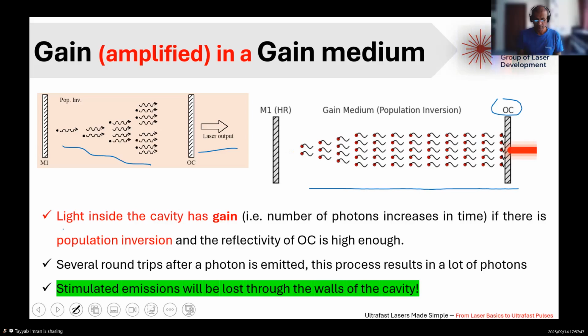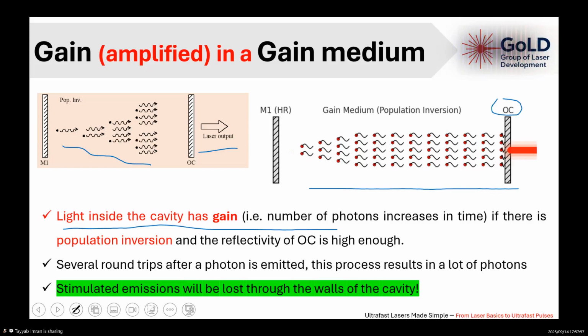Okay, so what is written here? The number of photons increases in time. With the passage of time, when it is pumped, these photons are increasing. But why is it increasing? Because of the cavity. To and fro, passing through the gain medium again and again, increasing in time.